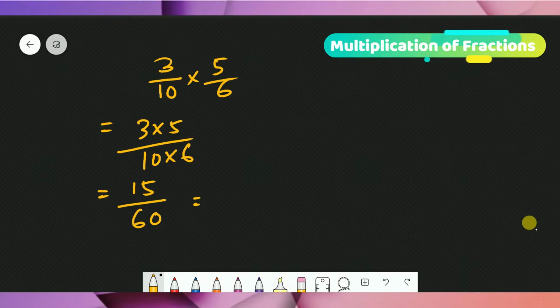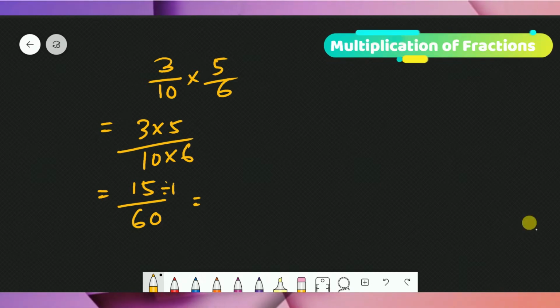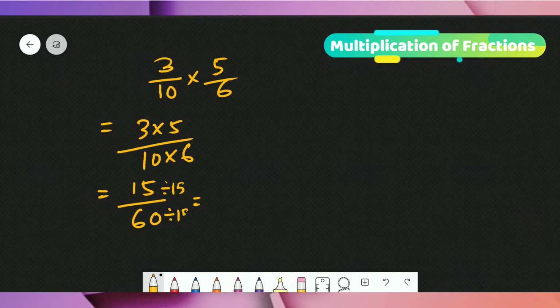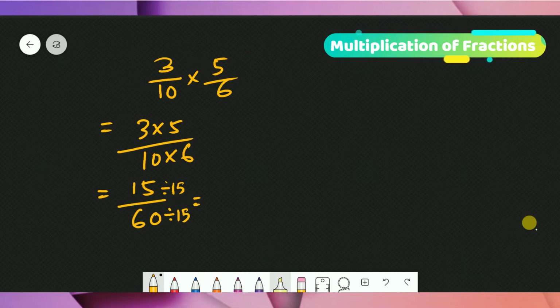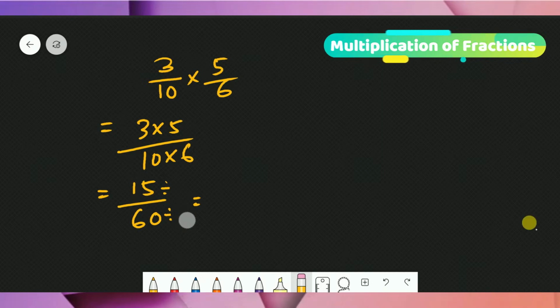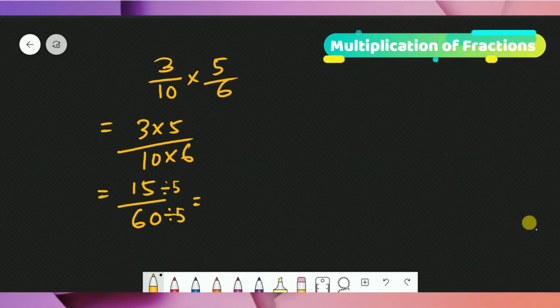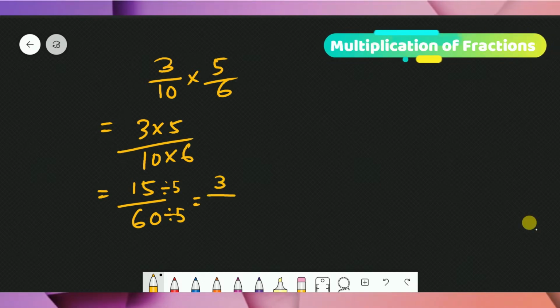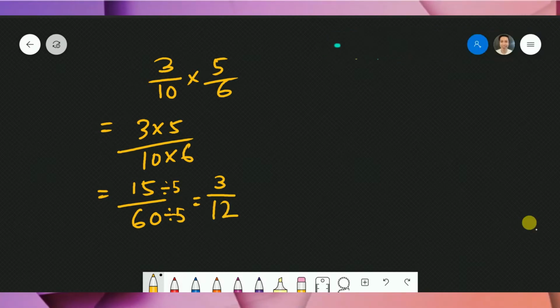And if you are good enough here, we know that these two numbers can be divided by 15 at the same time. But if you are not, I mean, not saying that you're not good, maybe you can't think of 15 as your answer, so maybe you can start from the smaller one. Okay? So we can start from 5, right? We know that these two numbers can be divided by 5. So 15 divided by 5 will give you 3 over 60 divided by 5 will give you 12.